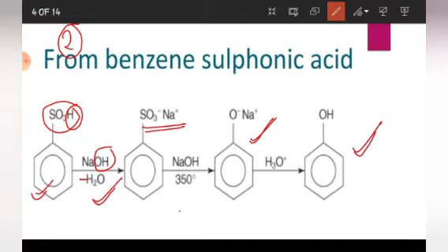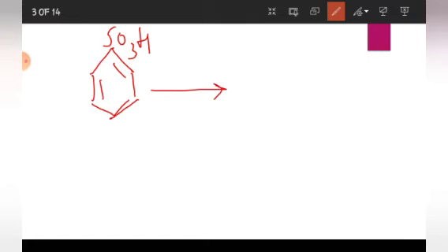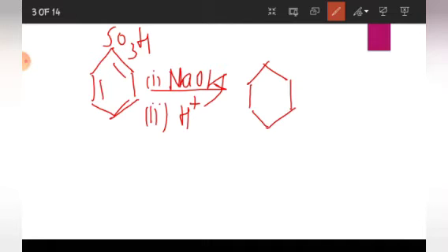If you don't want to show the intermediates, then you can directly write this benzene sulfonic acid, SO3H, and show the first step as NaOH, and second you can write H plus or H3O plus, and directly show the formation of phenol without writing the intermediates.